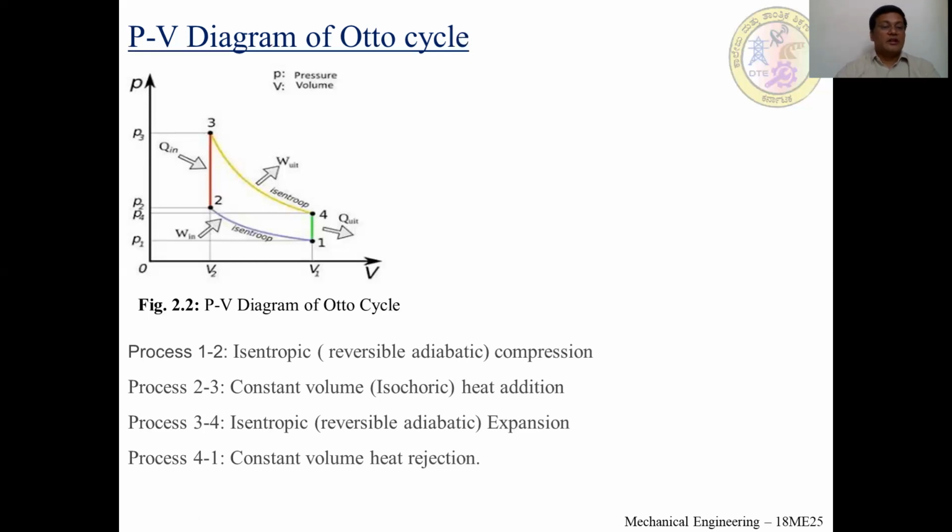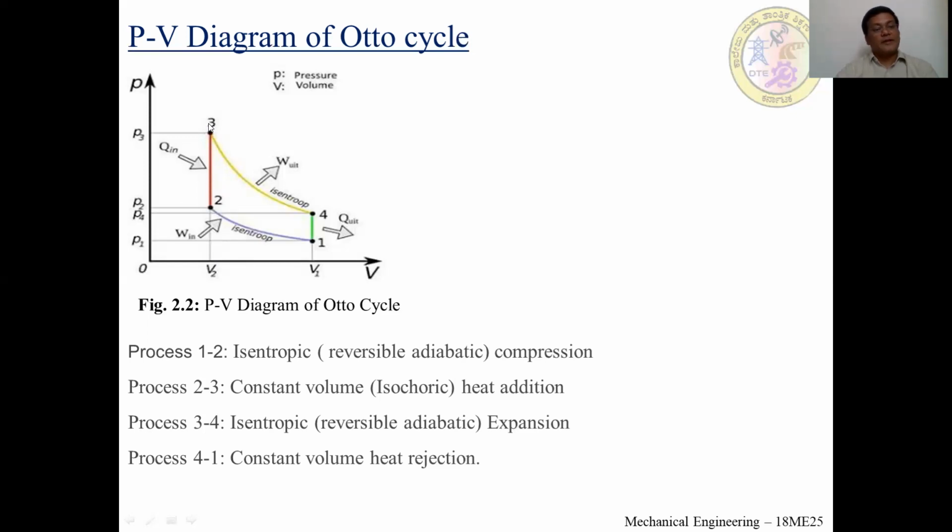That means V2 equals V3. The volume remains constant. After adding the heat, the pressure increases from P2 to P3, and the temperature also increases from T2 to T3, but the volume remains constant in this process, that is V2 equals V3. So this is about the constant volume heat addition process.